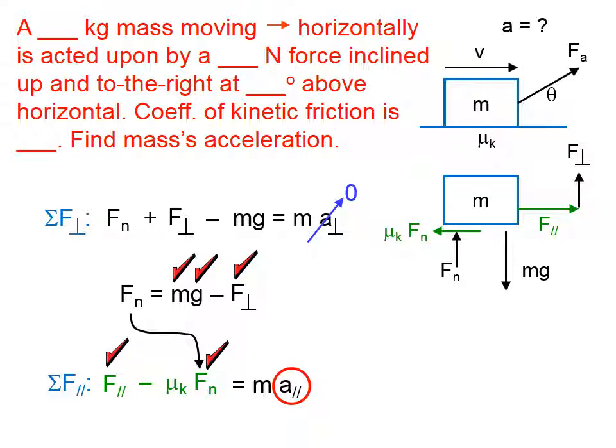We know F parallel, because we could calculate it. F parallel would equal Fa times the cosine of theta. We know what mu sub k is, it's given. We know what the mass is. There you go. Solve that equation algebraically for a. If you had the numbers, you'd put the numbers in, and you're all done.